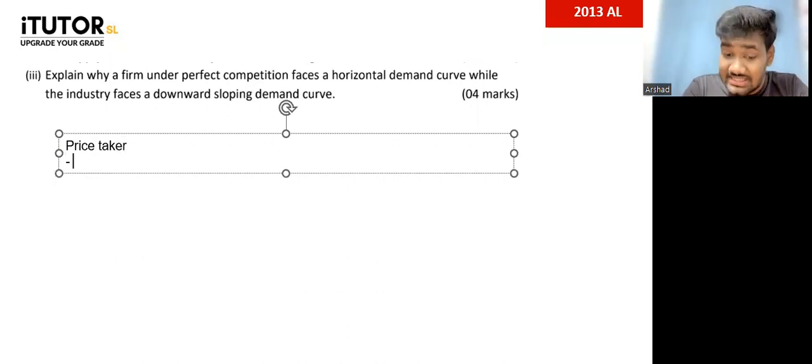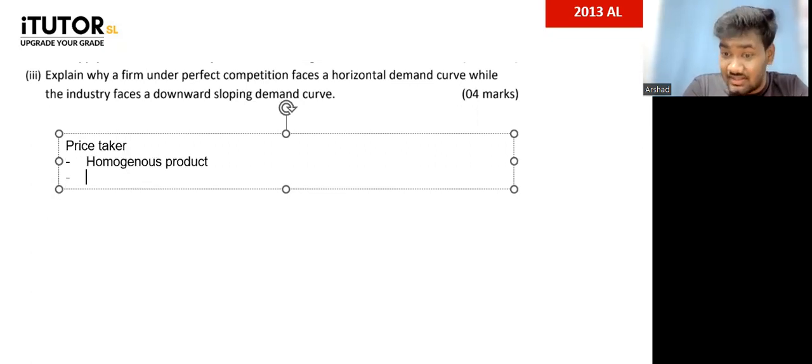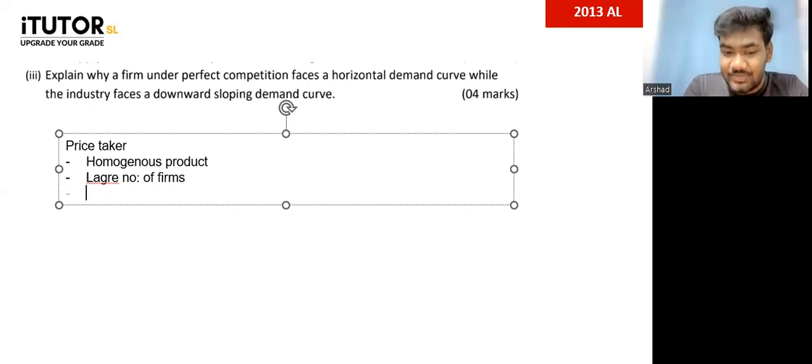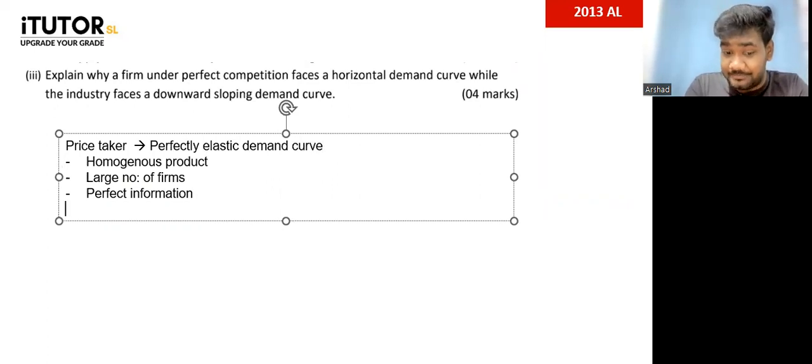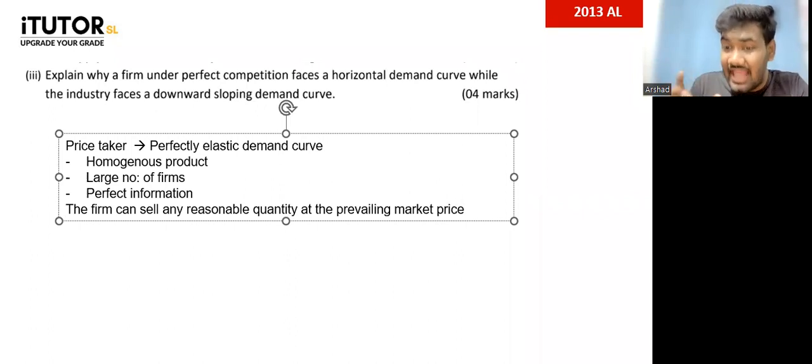What are the three reasons? One is it's selling a homogeneous product, right? There are a large number of firms, or you can also rewrite this and say one firm supplies only a small portion of the total amount. And also there is perfect information. So because of these reasons, the firm is a price taker. As a result of being a price taker, what do you get? You have a perfectly elastic demand curve. And what does that mean? That means the firm can sell any reasonable quantity at the prevailing market price. They can sell any quantity at the prevailing market price.